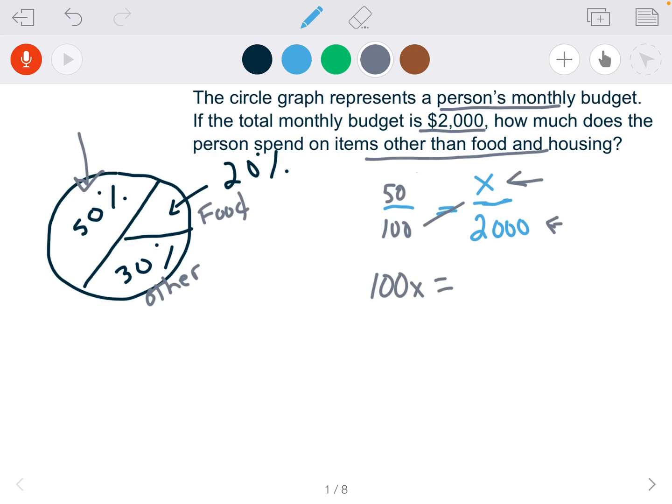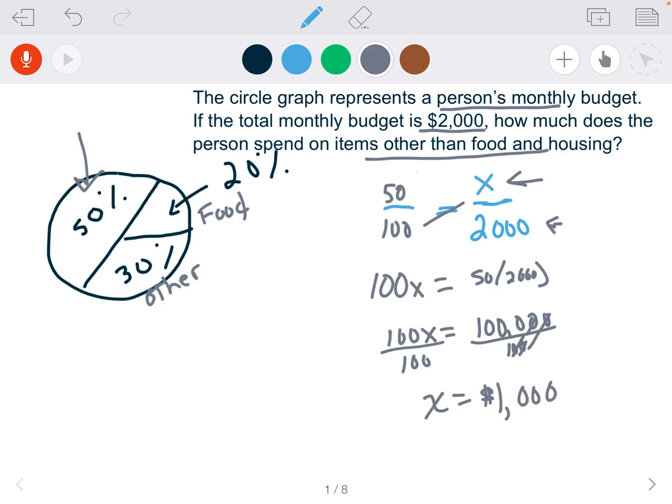which is, and remember you can use calculators. So we're doing 50 times 2,000. So we have 100x equals 100,000. And then to get x by itself, we divide each side by 100. So x is $1,000 in this case. You work it the same way as you would on the actual quiz.